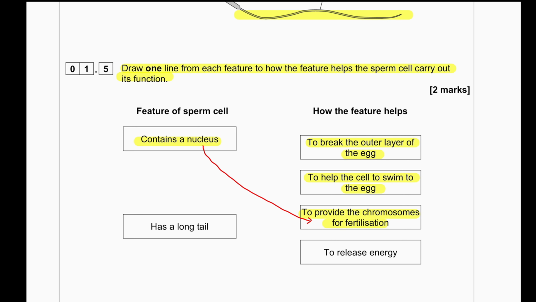The sperm cell has a long tail. Now obviously the long tail is going to help the sperm cell to swim to the egg. To release energy, the sperm cell requires mitochondria, and to break the outer layer of the egg, the sperm cell requires the tip of the sperm cell, which contains an enzyme called acrosome.